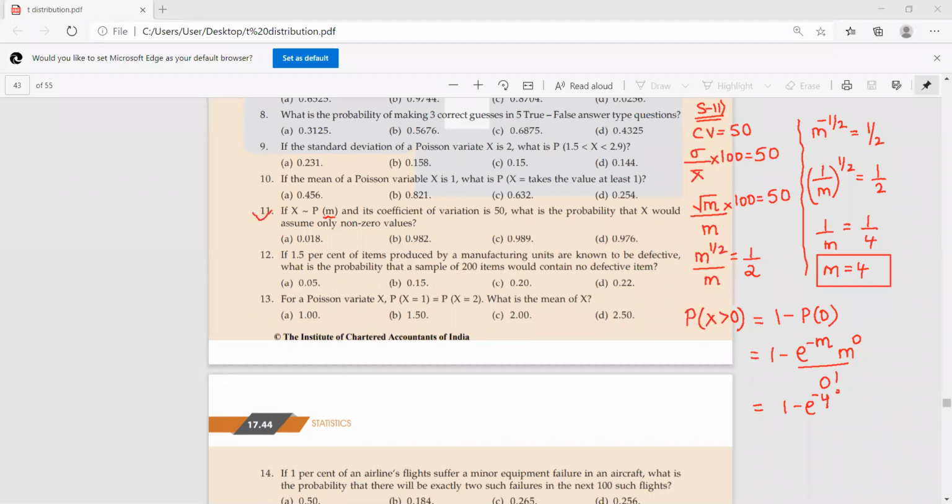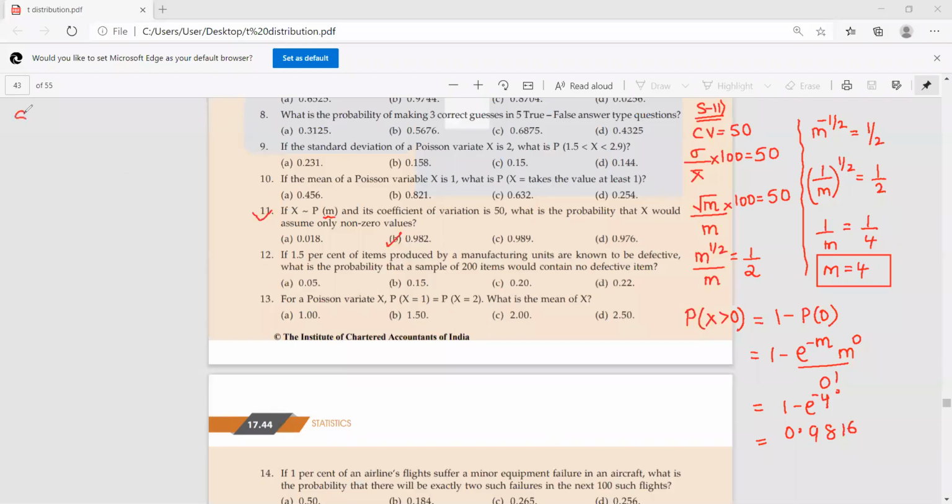Is it turning out to be 0.982? Does anyone have any doubt? We learned in the morning that e to the power minus 1 is 0.369, correct. Whatever answer comes, into 4 times. Any doubts to anyone? Okay. So this is going to be 0.9816. So the answer turns out to be B.